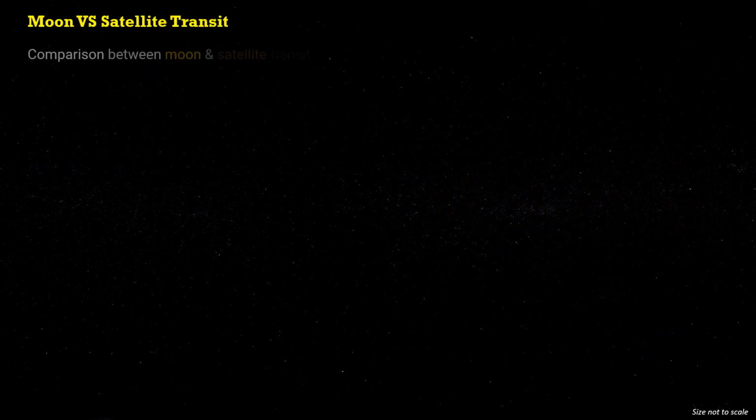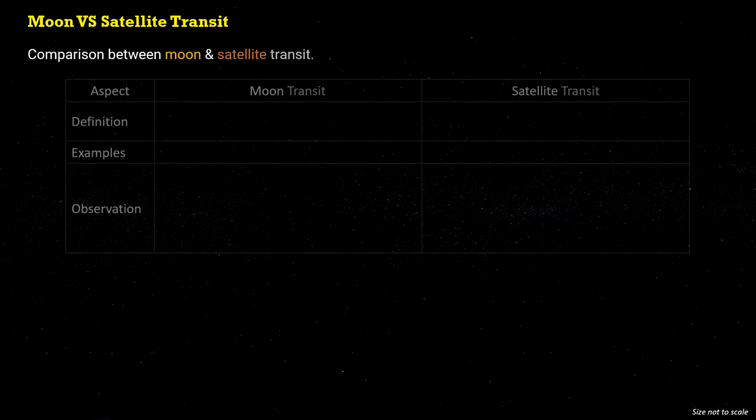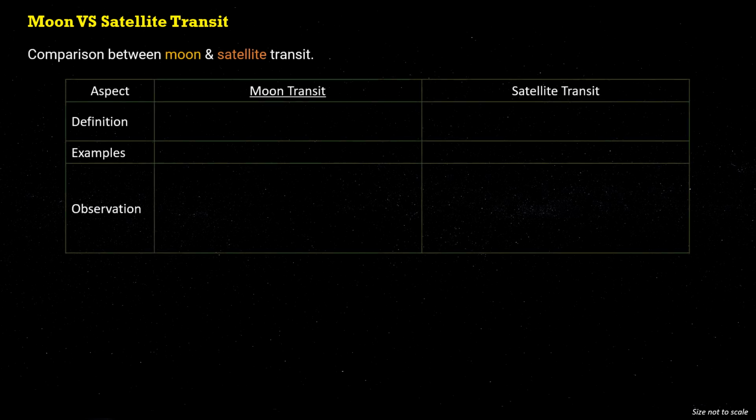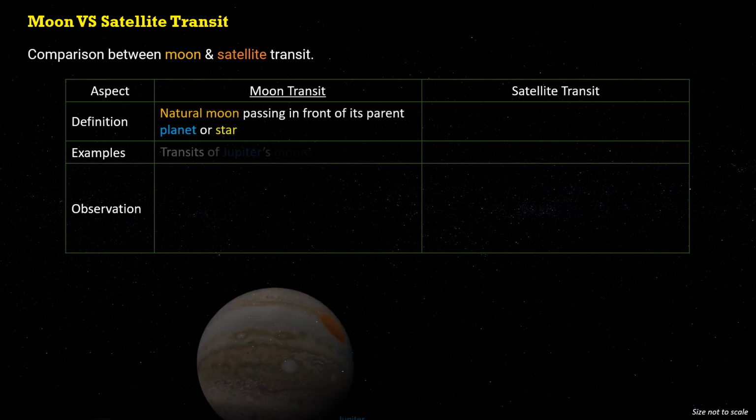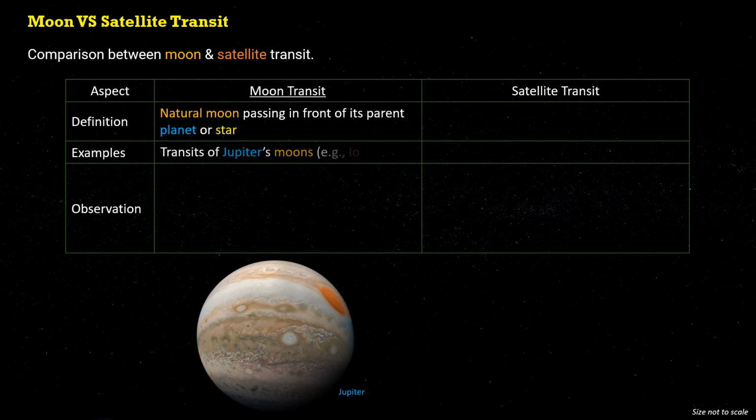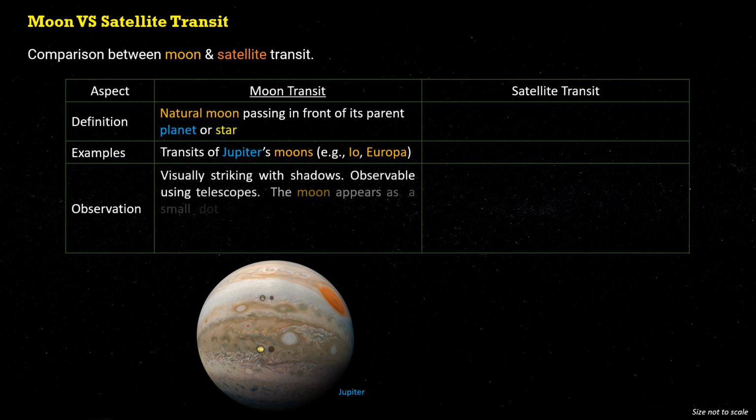Comparison between Moon and Satellite transit. Moon transit: a natural moon passing in front of its parent planet or star. Transits of Jupiter's moons, for example, Io, Europa. Visually striking with shadows. Observable using telescopes. The Moon appears as a small dot or shadow moving across the planet's or star's face.